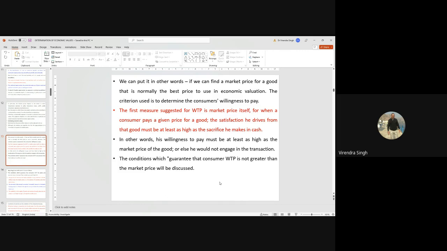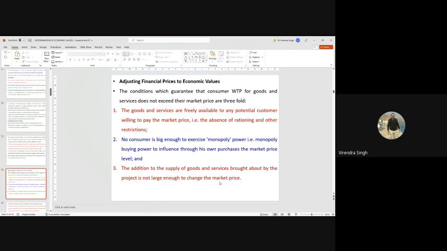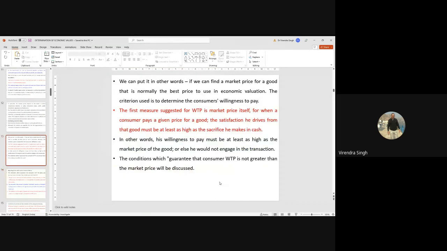The conditions which guarantee that consumer willingness to pay is not greater than the market price he will be offering, we'll discuss. What are the conditions which guarantee that consumer willingness to pay is not greater than the market price?